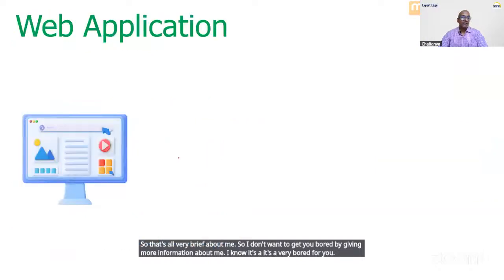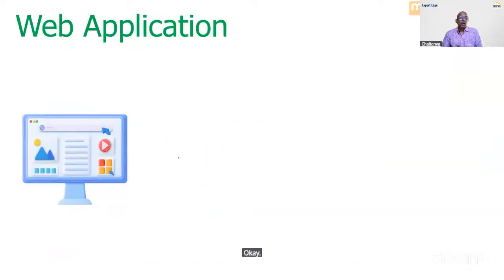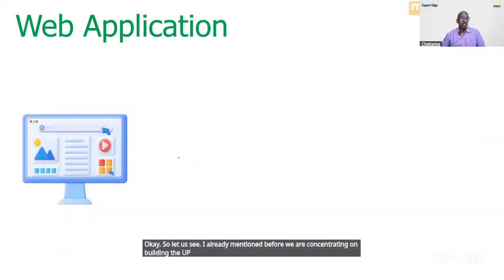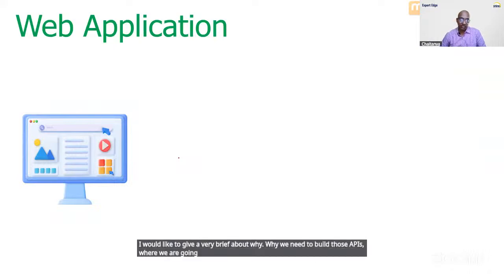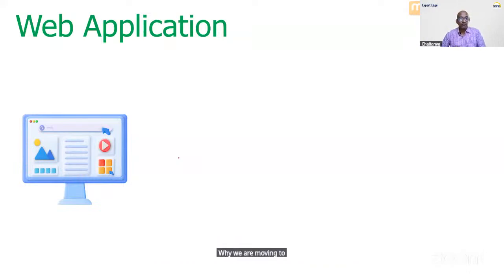Okay, so let us see. I already mentioned that we are concentrating on building APIs with Python and FastAPI. I would like to give a very brief about why we need to build those APIs, where we are going, and where they are useful to us. What is the history behind it? Why are we moving to this stage now? I'll start from the history.